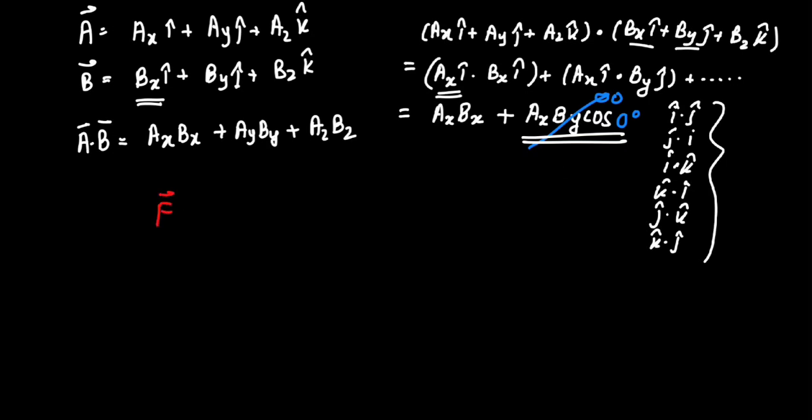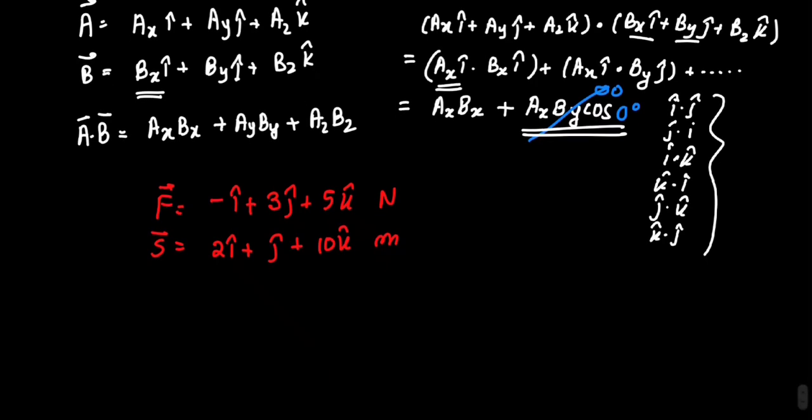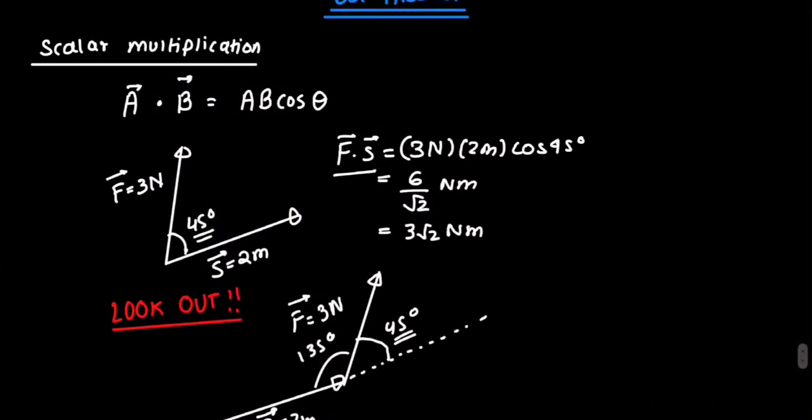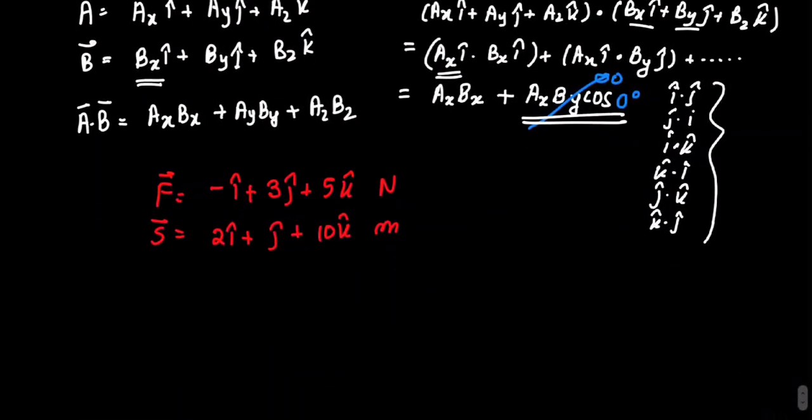So let us say the force vector was given as minus i cap plus 3 j cap plus 5 k cap Newton, and the displacement vector is given as 2 i cap plus j cap plus 10 k cap meters. Then the work done is a scalar, because the dot product between two vectors always is a scalar. Therefore the work done, which is the dot product between the two vectors F and S, is going to be a scalar.